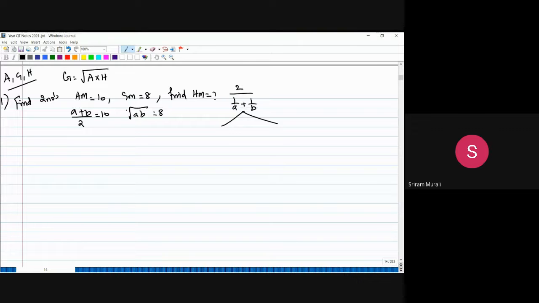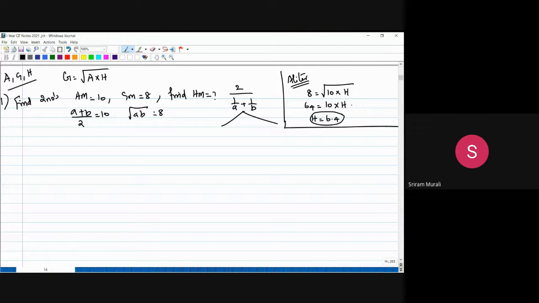Otherwise, if they ask in 5 mark, this is a method we will do. If it is a shortcut, aliter is this. What does arithmetic mean? What does geometric mean? 8 is equal to square root of 10 into h, squaring on both sides. 64 is equal to, eliminate the square root, we are squaring on both sides. So h will be 64 by 10 will be 6.4. That is the answer.